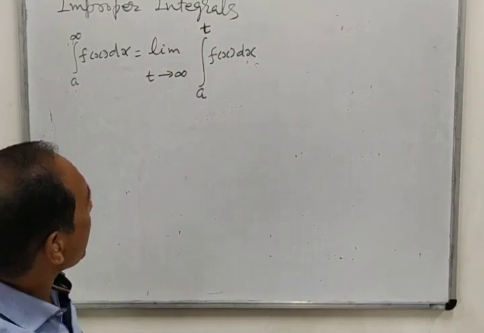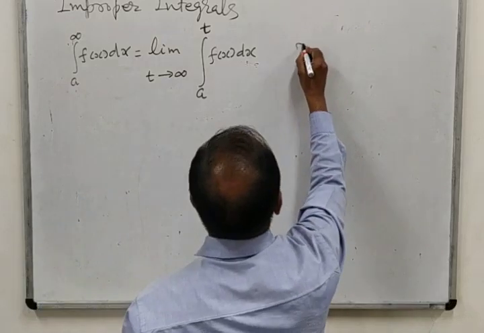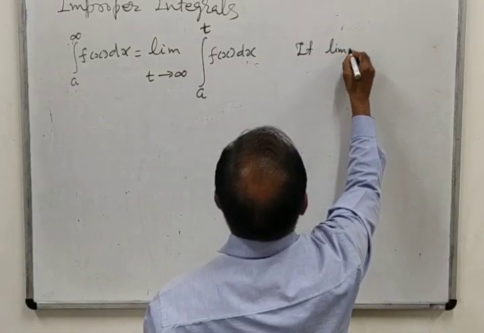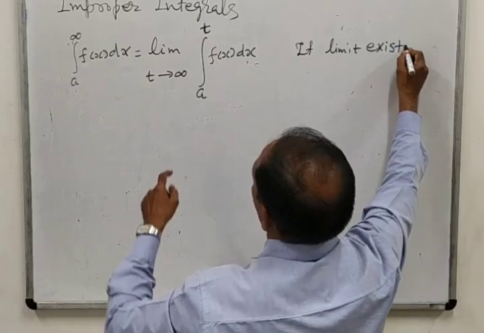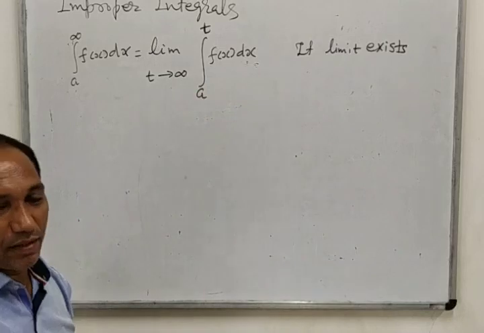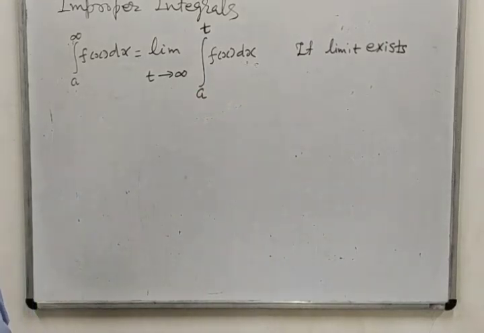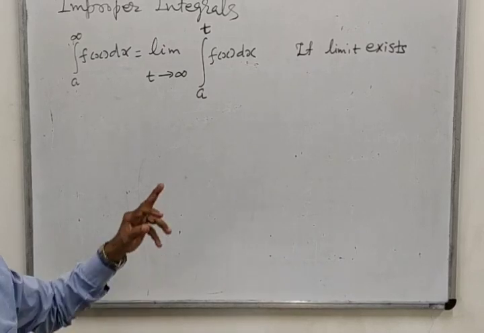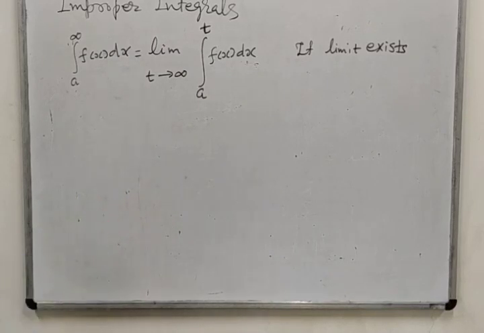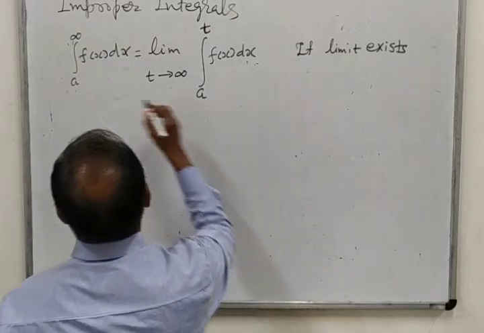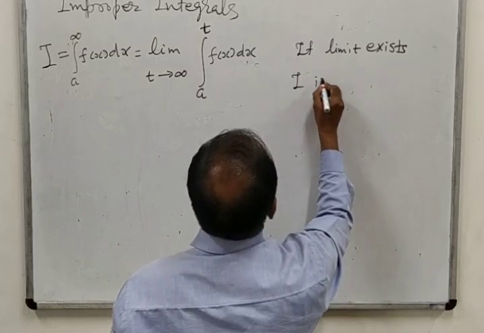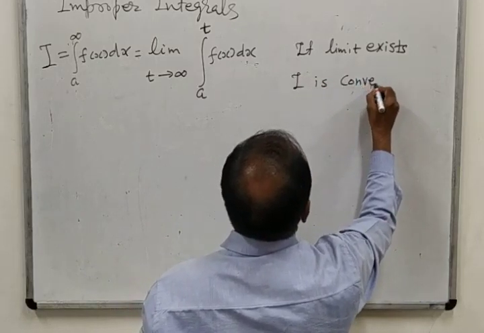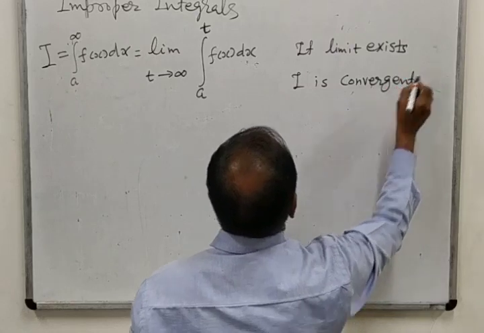So here, if the limit exists, that means if a proper value is obtained, other than infinity or minus infinity, then we say that the limit exists. And if the limit exists, suppose we denote the integral by I, then we say that I is convergent.